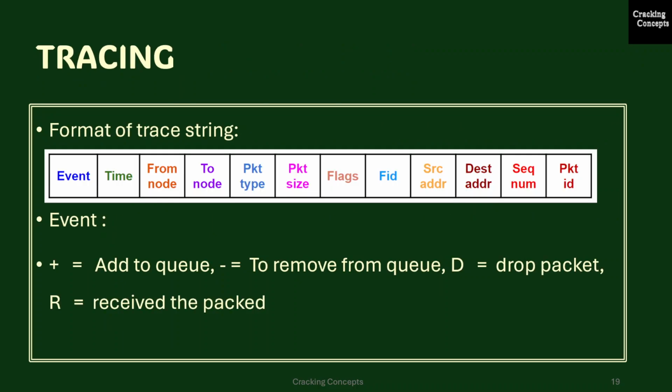Let us move to see the tracing. So the trace string will consist of 12 fields. We'll see what each field stands for. The first field, which is the event field, will tell us what kind of event has happened. So plus means add to queue. If it's a negative sign, it is to remove from the queue. D means the packet is dropped. R means the packet is received.